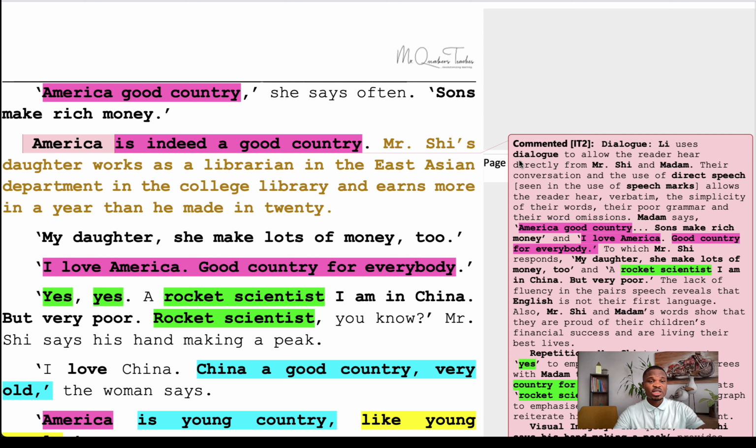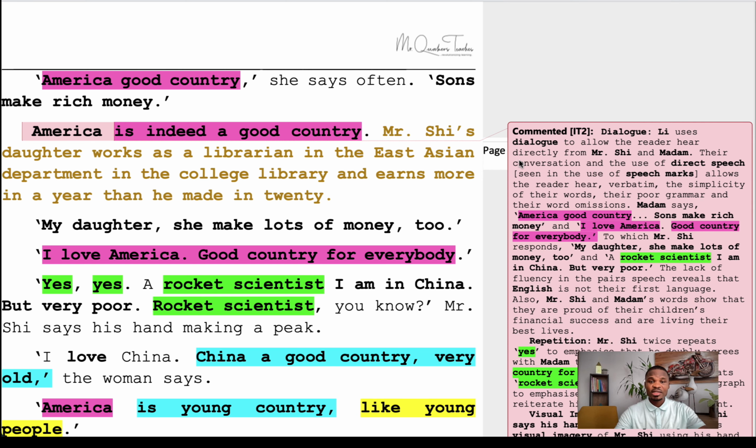And then we also see that Mr. Chi also says, my daughter, she makes lots of money too. And then Madame says, I love America, good country for everybody. And Mr. Chi says, yes. A rocket scientist, I am in China, but very poor. Rocket scientist, Mr. Chi says his hand making a peak. So that's what I was talking about, the use of visual imagery to indicate that he was once a rocket scientist. And then Madame says, I love China. China, a good country, very old, the woman says.